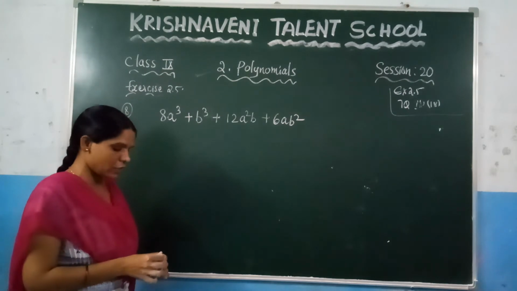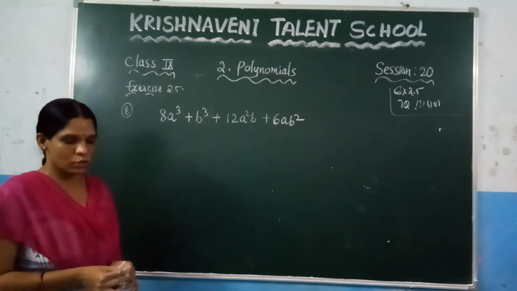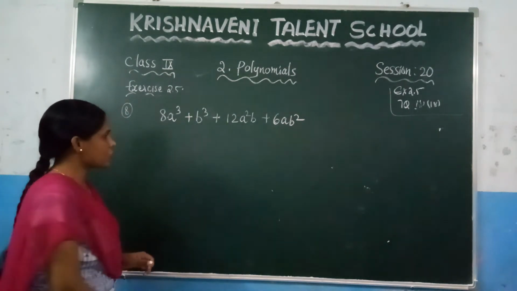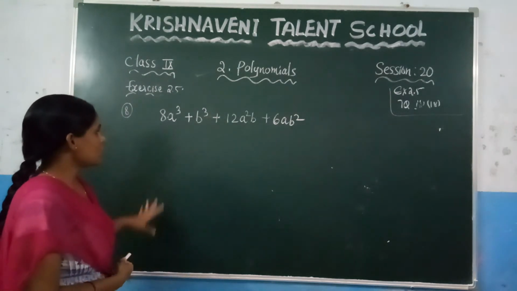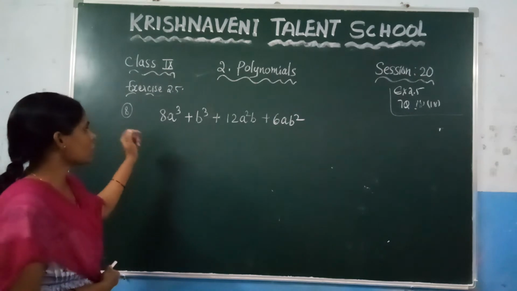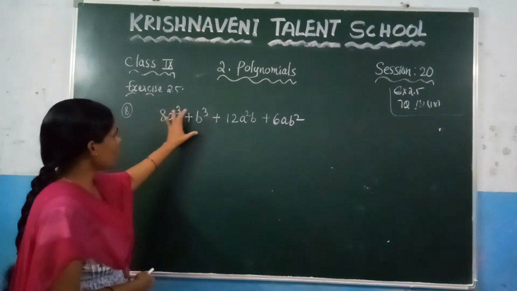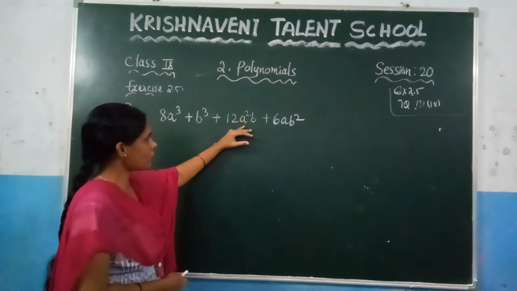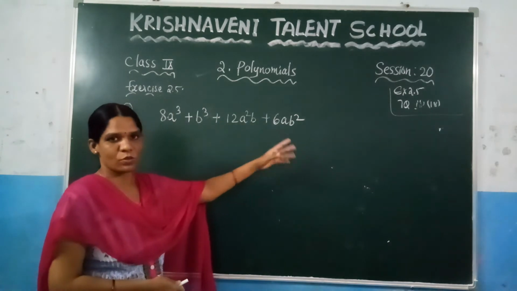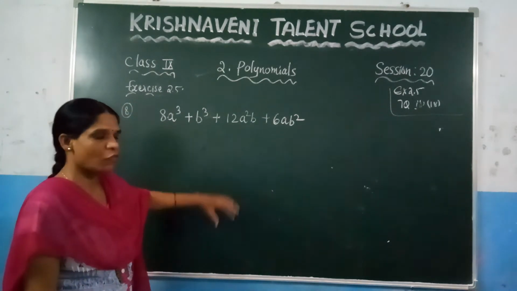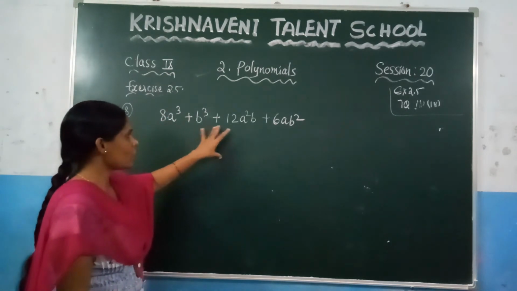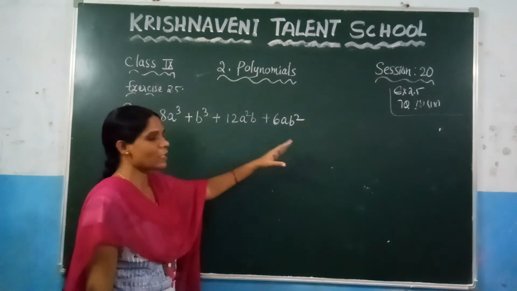Before writing that, you need to apply the identity. By seeing the question itself, you have to come to know which identity to apply here. By guess, you will come to know it is in the form of a cube plus b cube plus some a square b plus ab square. So you can change this into the form of a cube plus b cube plus 3a square b plus 3ab square.